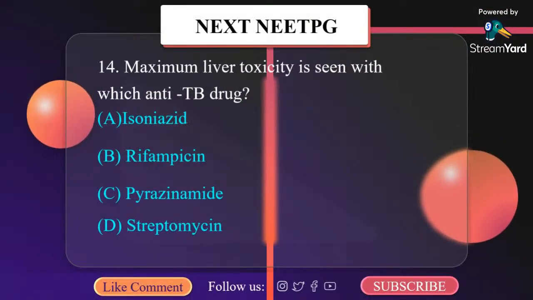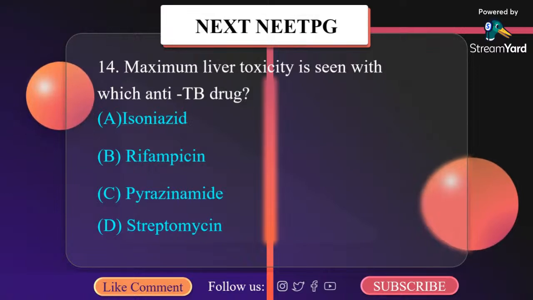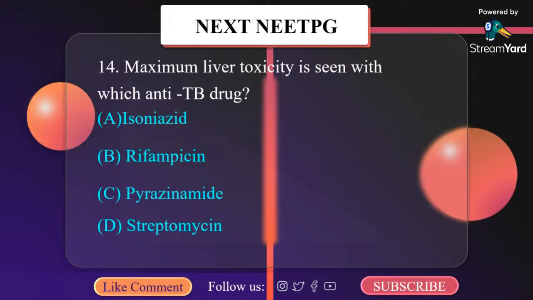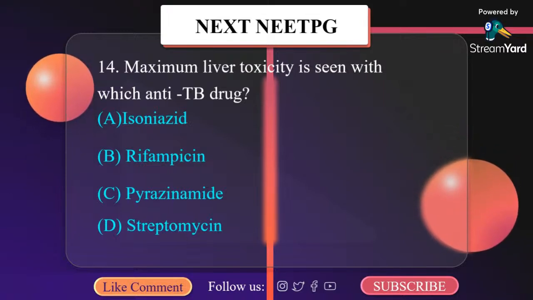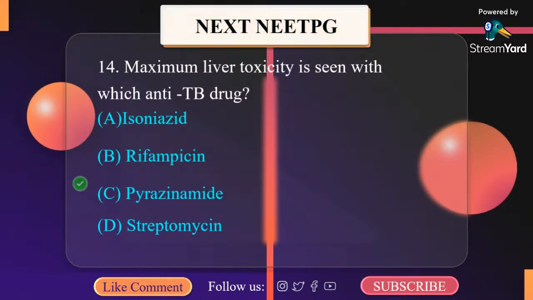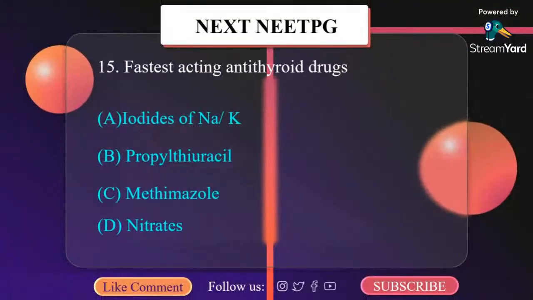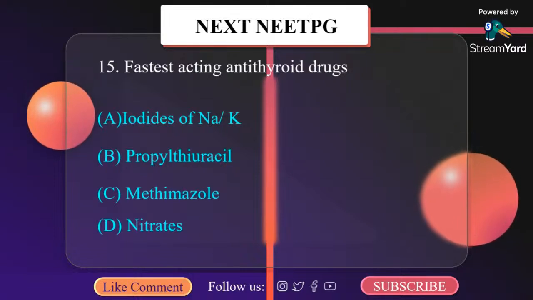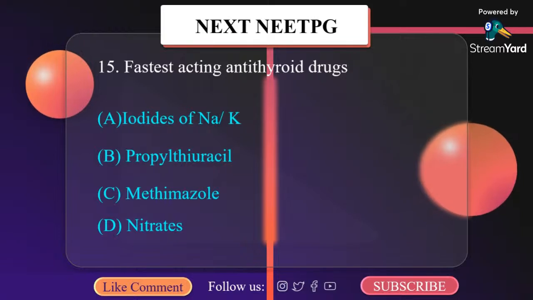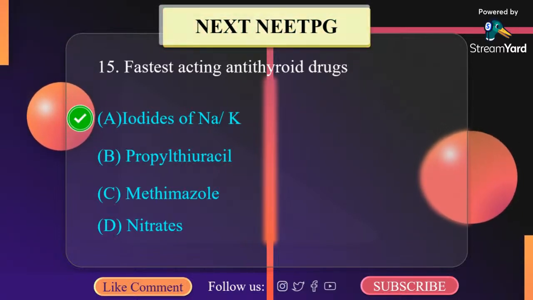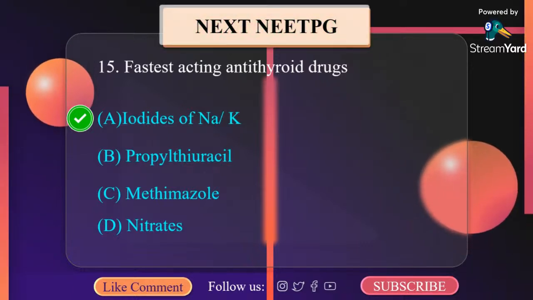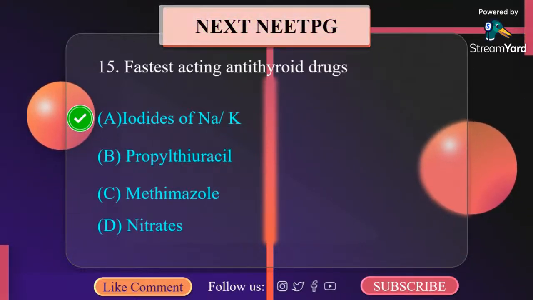Maximum liver toxicity is seen with which anti-TB drug? Maximum liver toxicity is seen with pyrazinamide. Fastest acting antithyroid drug is methimazole. Methimazole is the fastest acting antithyroid. Fastest acting antithyroid drug is iodides of sodium and potassium.